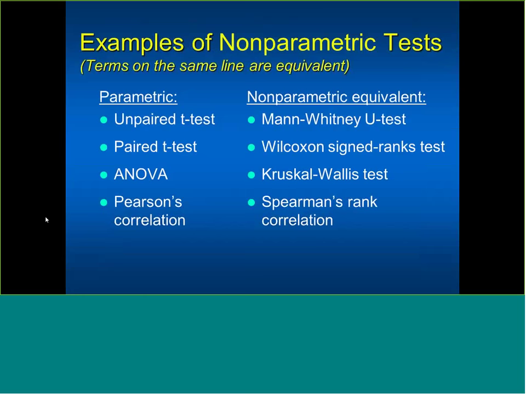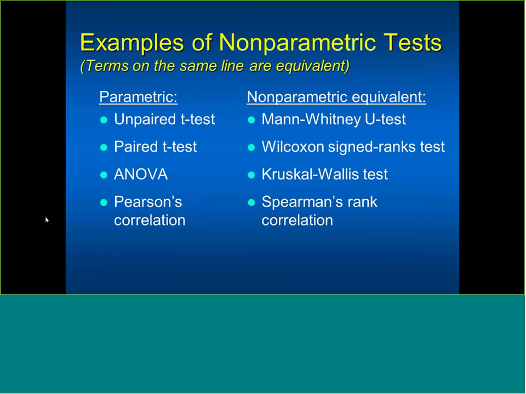So if you have a problem using an unpaired t-test, because you don't meet the assumptions, you can use what's called a Mann-Whitney U test. So if you see that phrase in the literature, again, it's two groups. It's equivalent to a t-test, but it's a little bit easier on the assumptions. For a paired t-test, you can use the Wilcoxon signed-rank test. For ANOVA, you can use what's called a Kruskal-Wallis test. And for Pearson's correlation, you can use Spearman's rho or Spearman's rank correlation.